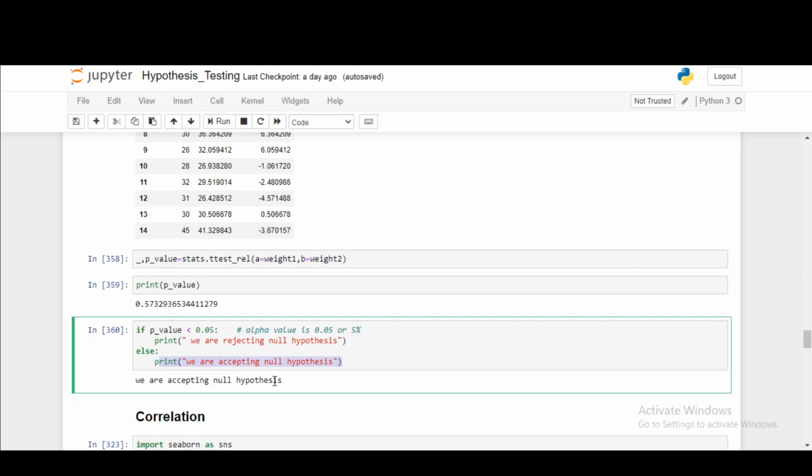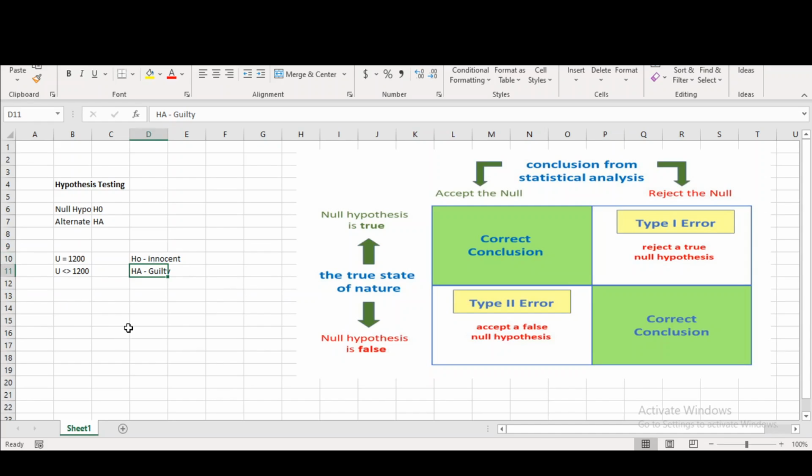Okay, so basically the t-test helps us in understanding whether we are going to reject our null hypothesis or accept our null hypothesis. So this was for one sample and two samples. If we have more than two samples, at that time we use ANOVA, which we will see in the next video. Also, for categorical variables we have the chi-square test. So ANOVA and chi-square we will be seeing in the next video.